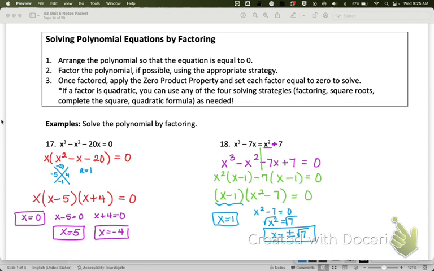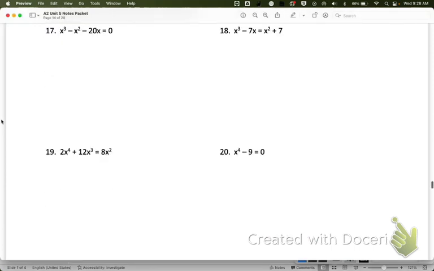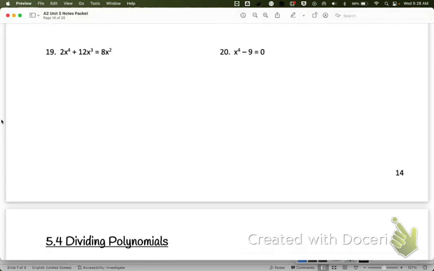And so altogether, we really have 3 solutions to this equation. X equals 1, x equals positive square root of 7, and x equals negative square root of 7. So these answers are not all going to come out nicely when we have to deal with square roots and stuff like that. Okay. Let's look at 2 more. Number 19. We need it first to be equal to 0, and then we're going to check for a GCF. Go ahead and pause and try that step on your own.